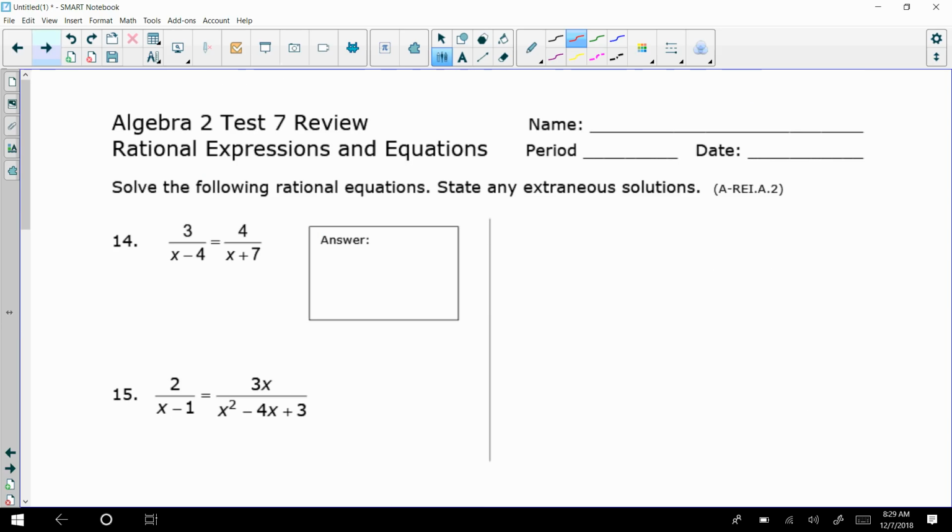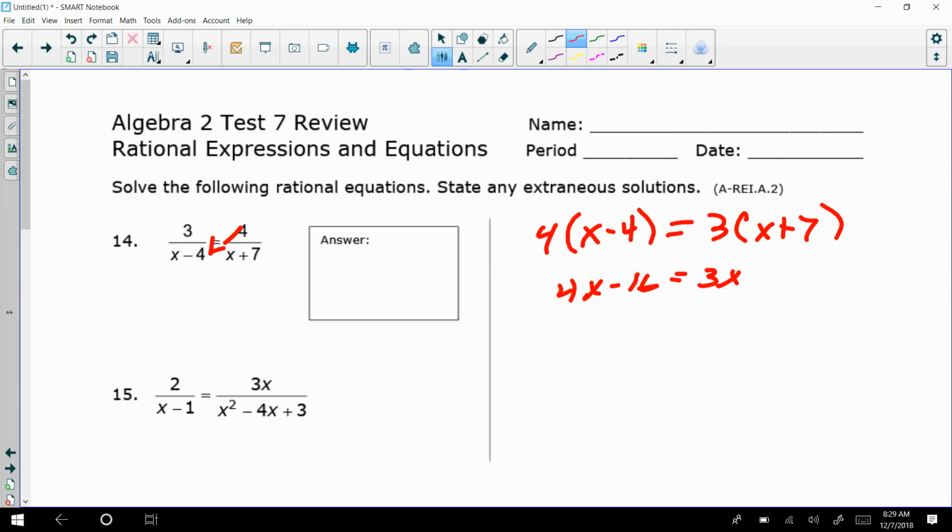Okay, next question. These are proportions, so we just have to cross multiply. So we have 4 times x minus 4. Actually, I'm going to start that over. I don't like how I wrote it. So 4 times x minus 4 goes with that, and then 3 goes with the x plus 7. So when we cross multiply, we have 4x minus 16 equals 3x plus 21. So I subtract 3x.